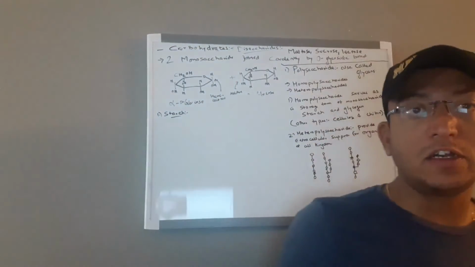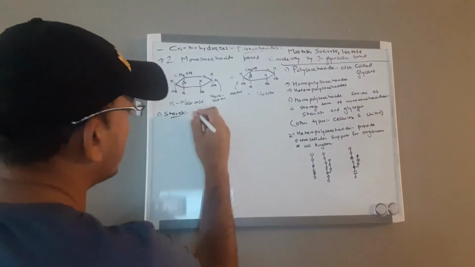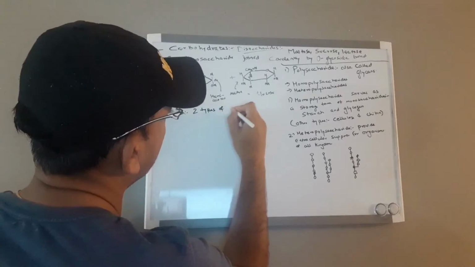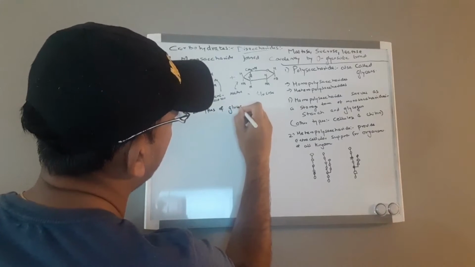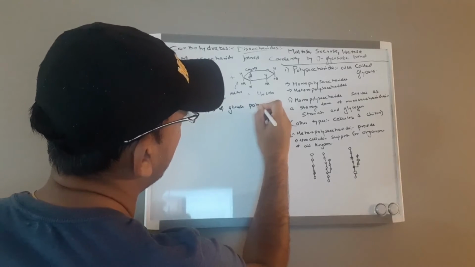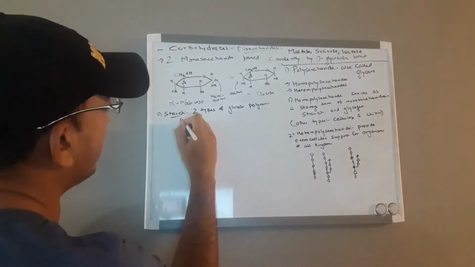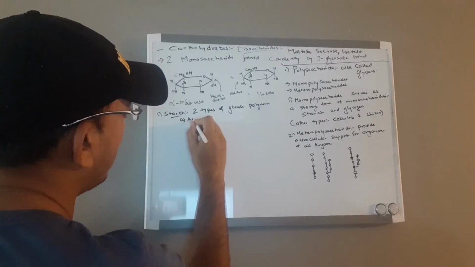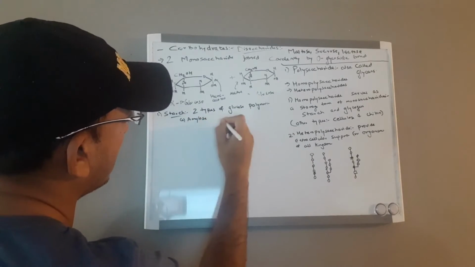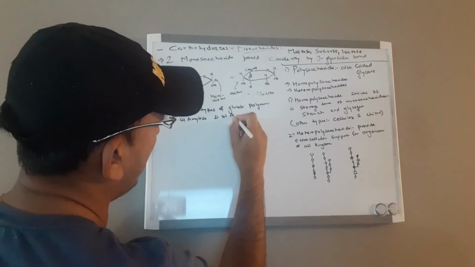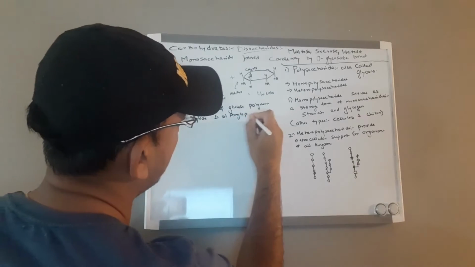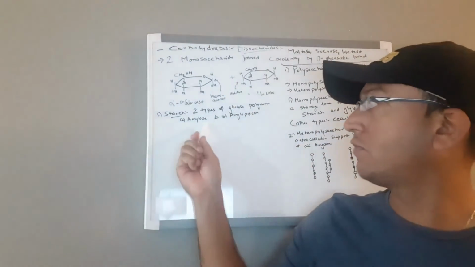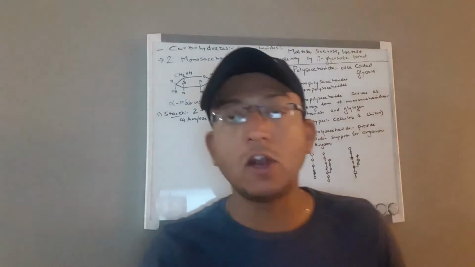Starch contains two types of glucose polymers. That is A, amylose, and B, amylopectin. So these are the two types of glucose polymer, amylose and amylopectin.